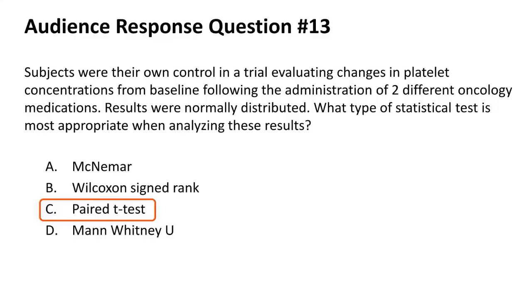And we were told we have 2 different oncology medications. So we have 2 samples that are different. And then the subjects were their own control, meaning they must have gotten both agents at one point in time during the study. And so they're comparing the results for each patient. And so the correct answer is C, paired t-test.